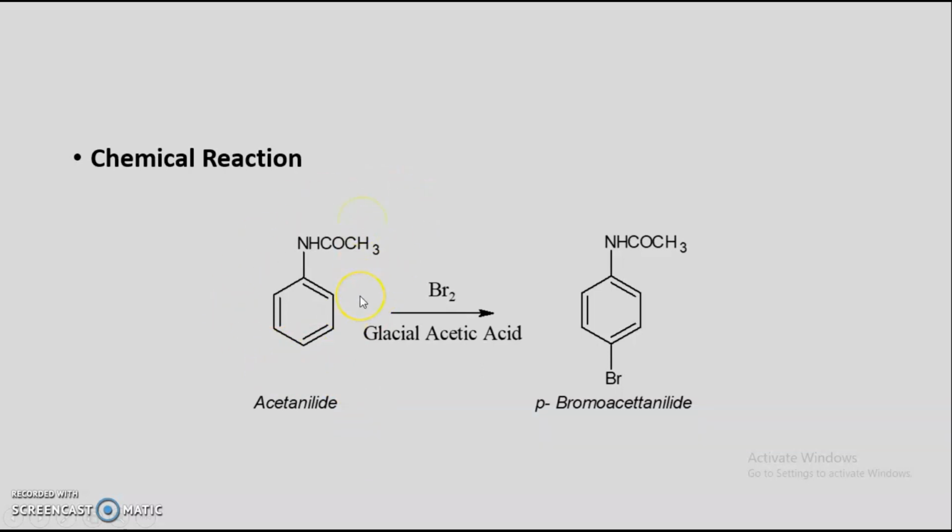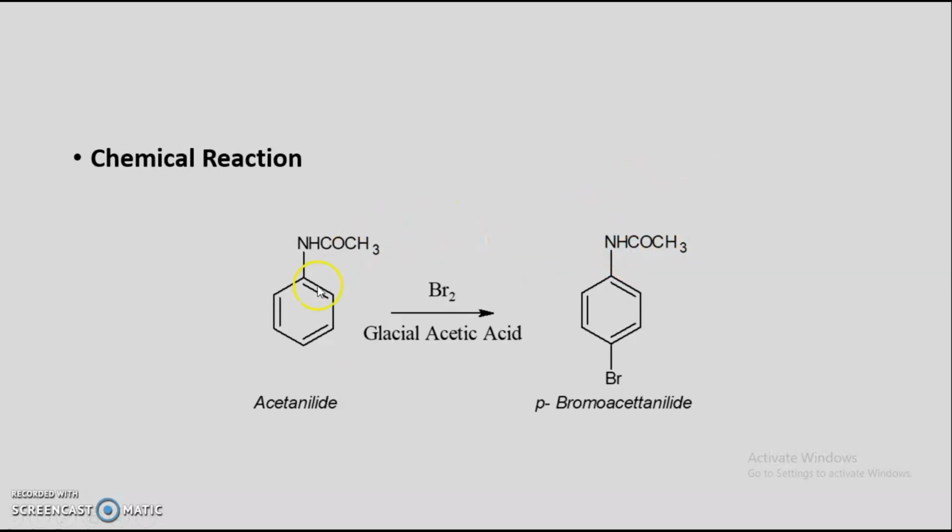If you closely observe the difference between these two structures, in para-bromo acetanilide there is a bromine at the para position. So here we are going to perform the bromination reaction, which is nothing but the addition of bromine. This bromine is added at the para position, which you can see at this particular position. This group is known as the acetanilide group.